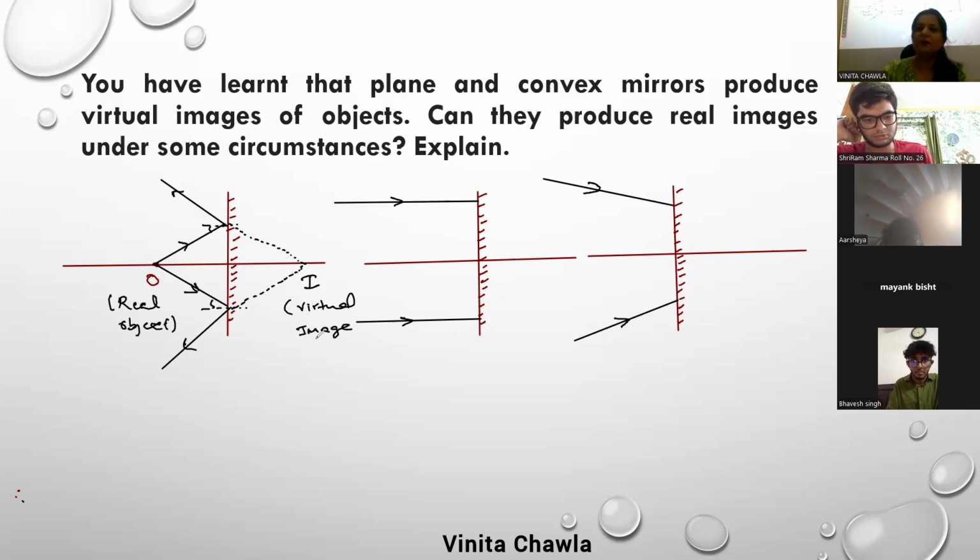Okay, clear? Now, what if we have the object at infinity? Then what? If we have the object at infinity, then? Ma'am, then the rays will reflect back along the same path. So we'll get again the image at infinity. Okay, so here we have parallel rays, we have a real object, and we have a virtual image.